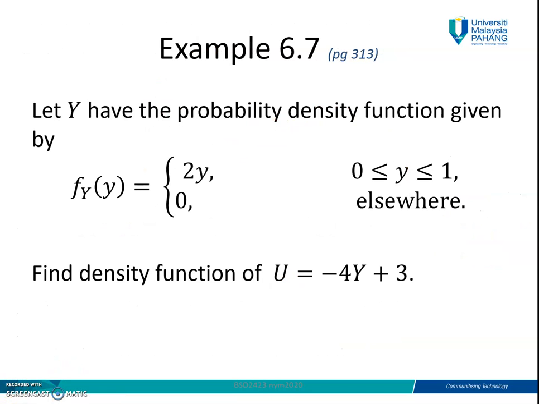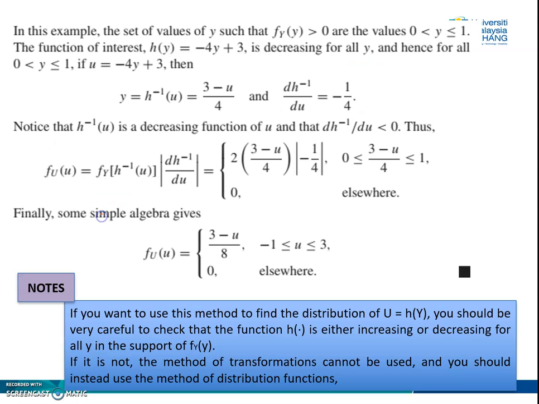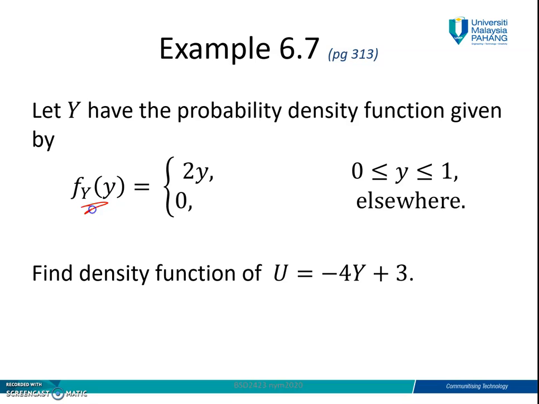Okay, now look at example 6.7, page 313. Let Y have the probability density function given by this one. So you can see that this is the density function of fY, 2y, and then y is between 0 and 1. So the question asks you to find the density function of U equal with negative 4y plus 3. So if you look at this equation, you can see that the intercept is negative value. So when your intercept is negative value here, it means the function is decreasing.